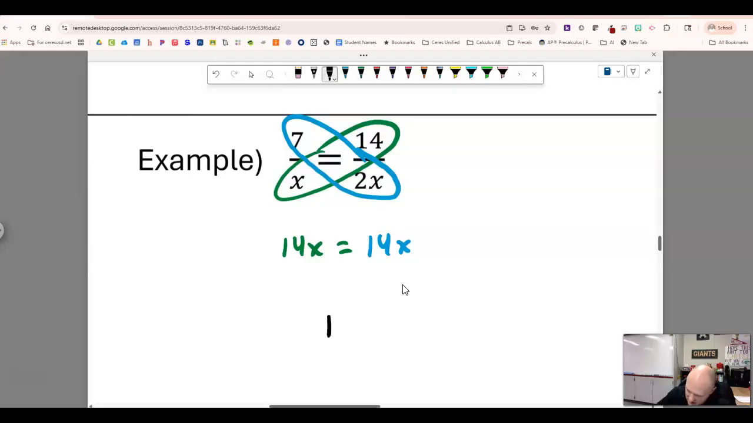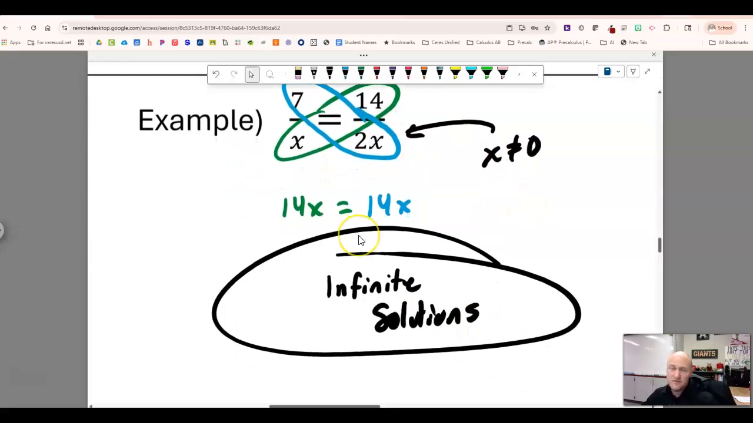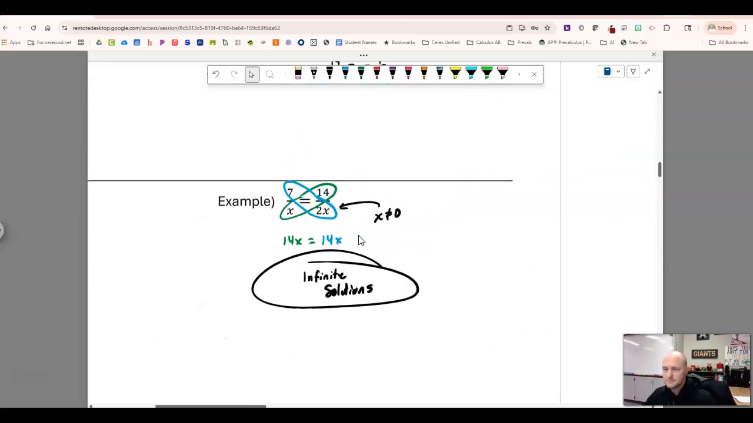So this is the case where we have infinite solutions. I can plug in everything in here, except for 0. X can't be 0. 0 is a bad boy. If I plug in 0, it causes problems in the denominator. So sorry, 0, you're excluded. But this one's infinite solutions where x is not 0. Okay?